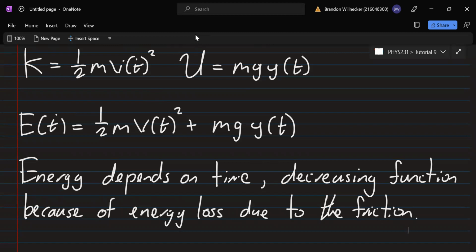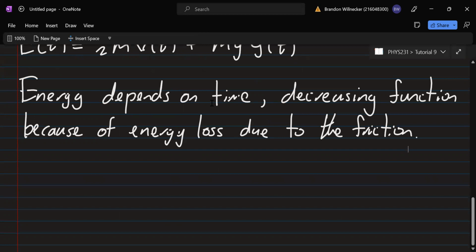Does the energy decrease linearly? Does it decrease quadratically? Maybe exponentially? How does it actually decrease with time?